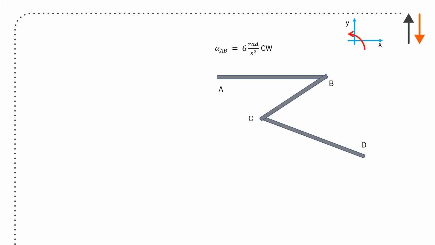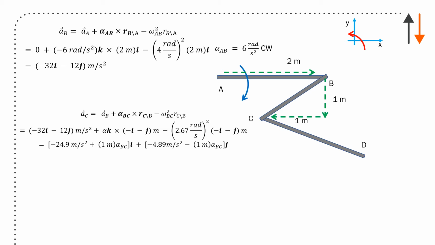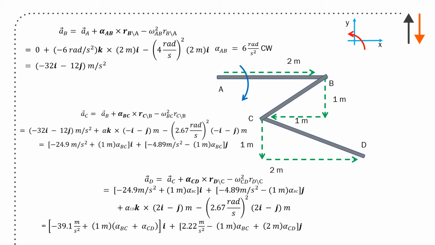So now I want to solve for all of the accelerations in the system. I already know that alpha AB is 6 rads per second squared clockwise, and I know that the distance from A to B is 2 meters. So acceleration of A is equal to 0 because it's fixed. Alpha AB cross with RB with respect to A is 2 meters, and I've been given this. In the previous part of the problem, I was given the omega AB. So I have all of the terms, and just recognize that what I have here is tangential acceleration and normal acceleration.